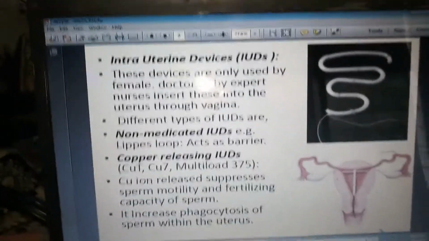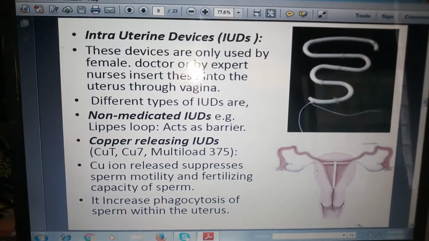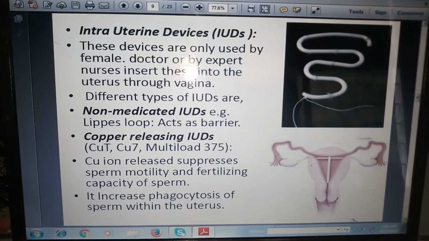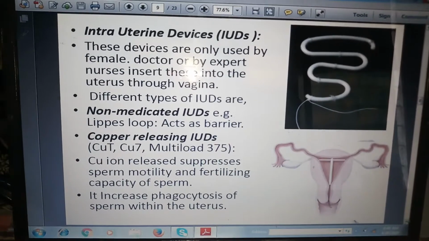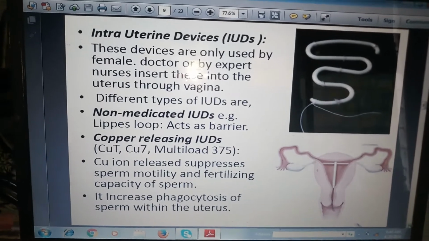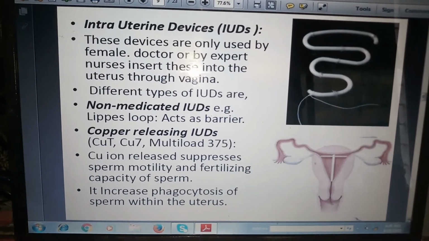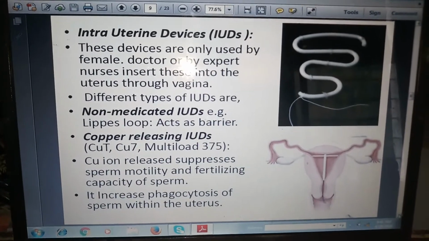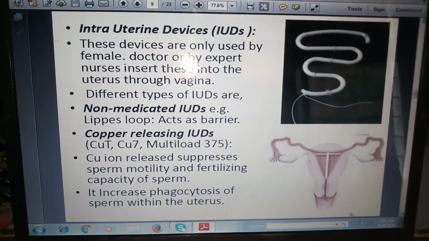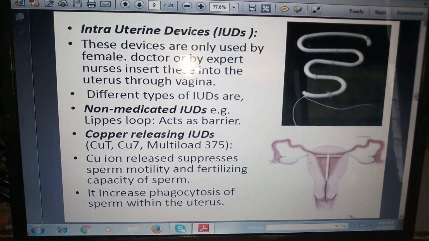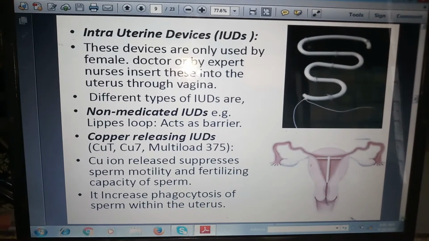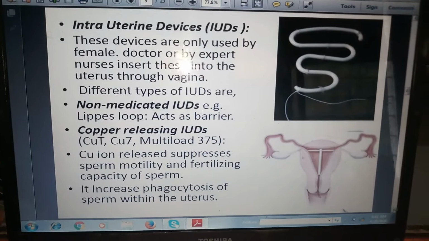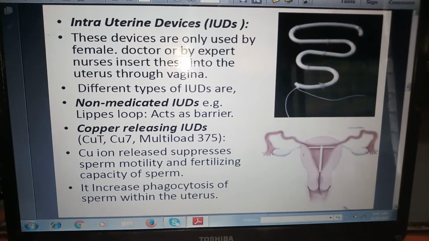Now next one is intrauterine devices, that is IUDs. These devices are only used by females. Doctors or expert nurses insert these into the uterus through the vagina. It means IUDs are inserted with the help of doctors or trained nurses or medical staff through the vagina into the uterus. The common one you learn about is the copper T.